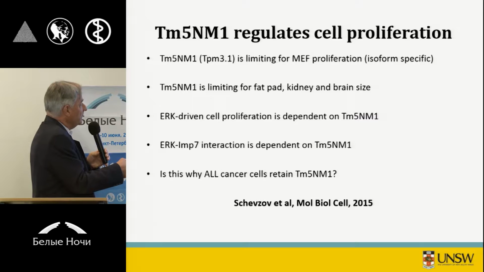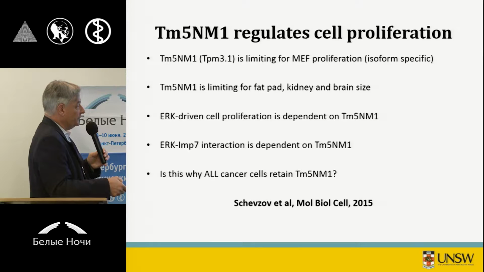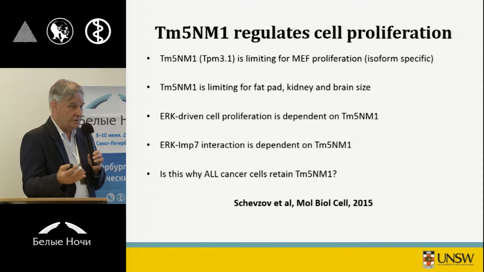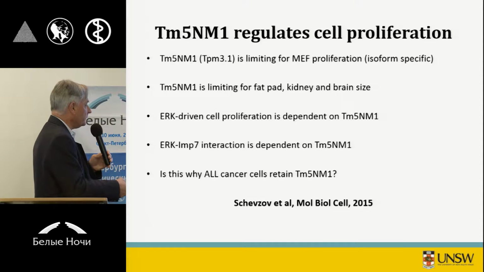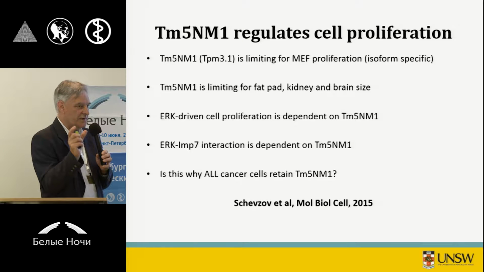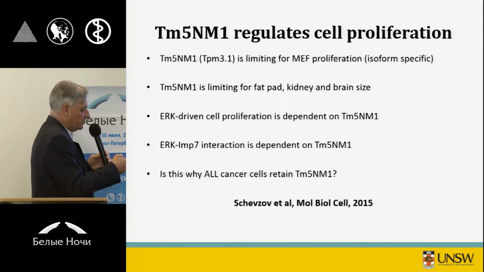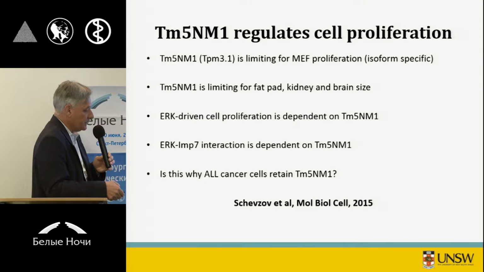It is responsible for regulating ERK-driven cell proliferation. This tropomyosin, or the filaments that contain this tropomyosin, control the interaction between ERK and importin 7 and regulate the entry of ERK into the nucleus to drive cell proliferation. And indeed, what we suspect is the reason that all cancer cells retain this specific tropomyosin to make this specific set of actin filaments is because this is a key regulatory role in driving proliferation of all cancer cells, and it's just recently been published.